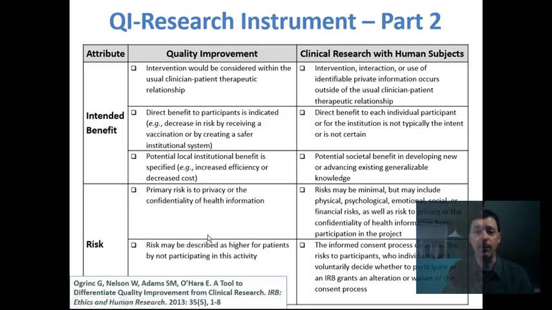and you could even make the case that risk might be higher for patients who do not participate in QI work. Perhaps they'd have less of an opportunity to receive an important vaccination or to have a timely intervention done for something such as a heart attack.